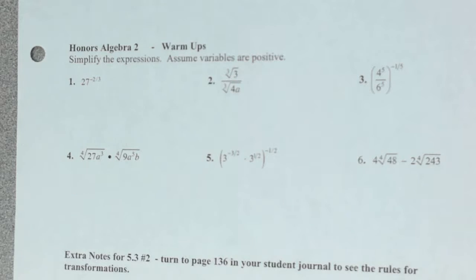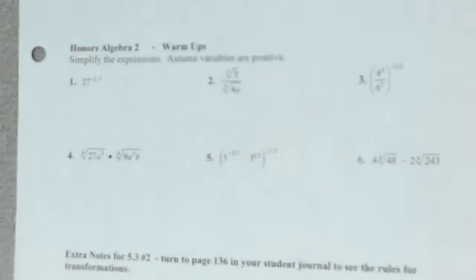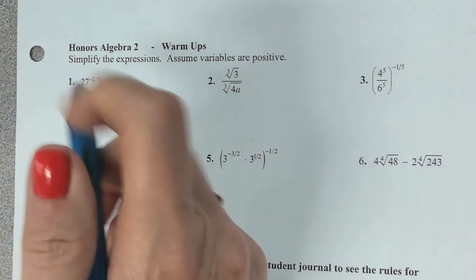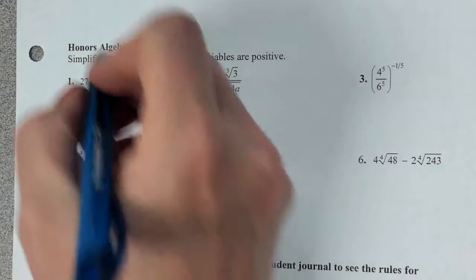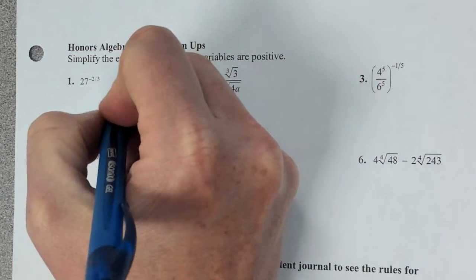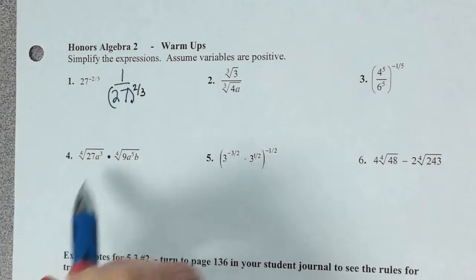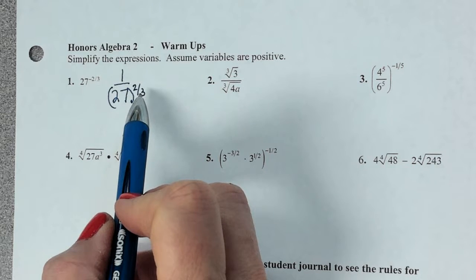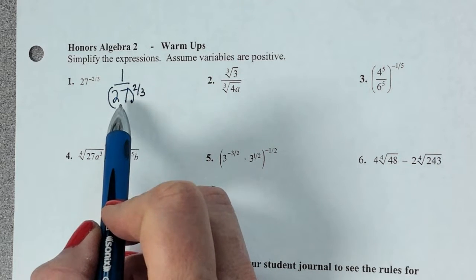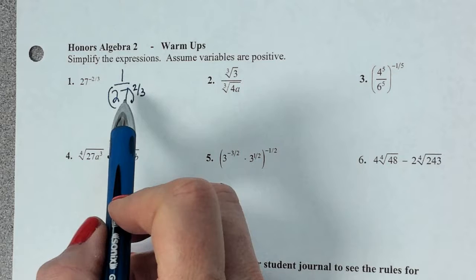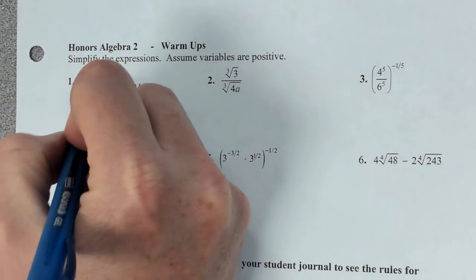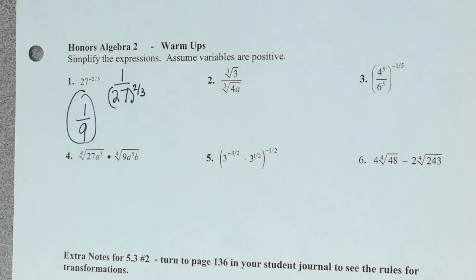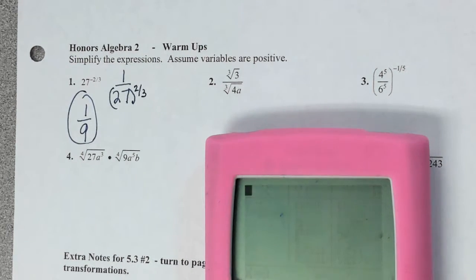Alright, so taking a look at number 1. Dan, can you tell me what you did on number 1? You moved the whole thing, so you made it 1 over 27 to the positive 2/3. Okay, and now what? The cube root. So what's the cube root of 27? And then square it. 9. So you should have had 1/9. Did everyone get 1/9? Okay. If you didn't get 1/9, you should go back and look at it.